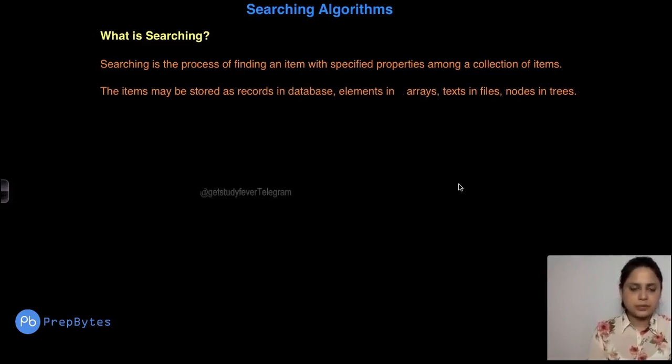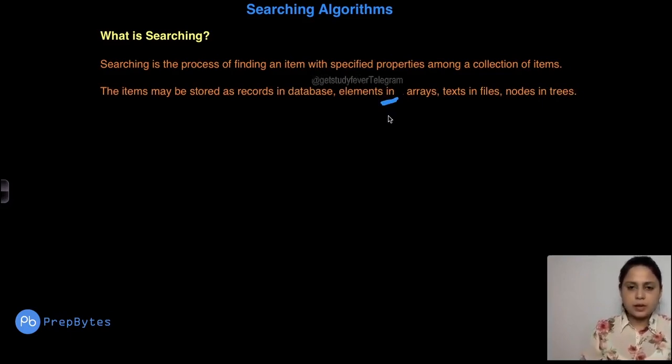So what is searching? Searching is the process of finding an item with specified properties among a collection of items. The items may be stored as records in a database, elements in arrays, text in files, or nodes in trees. Today we are going to talk about searching for elements in arrays. Whatever we talk about, we'll majorly be talking about linear searching algorithms. The same searching algorithms you will also apply on a linked list, which is another linear data structure.